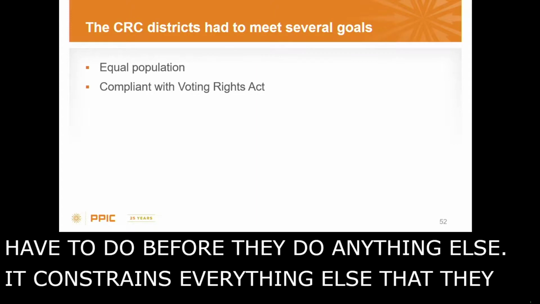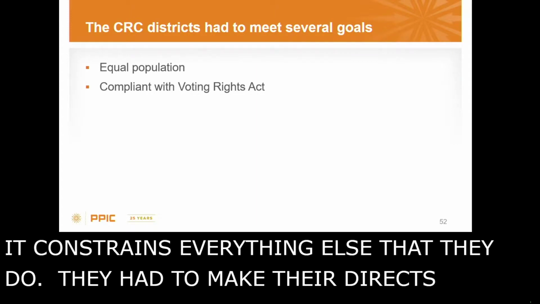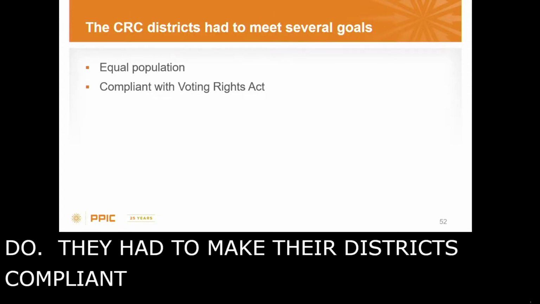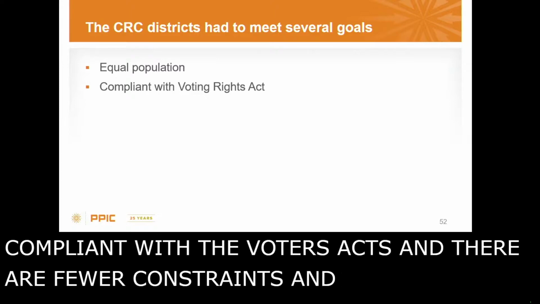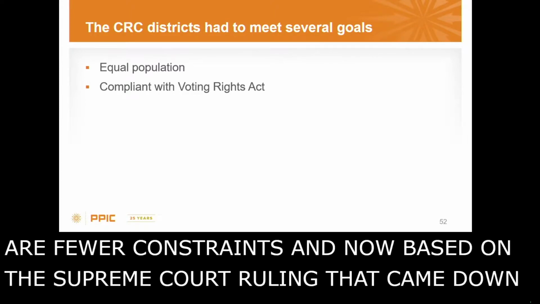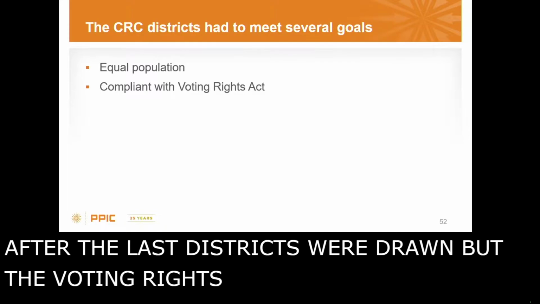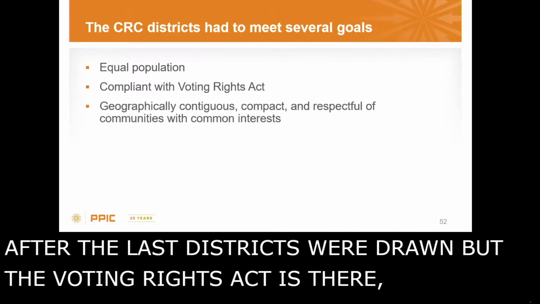They had to make their districts compliant with the Voting Rights Act. Now, the Voting Rights Act has changed since the last districts were drawn, and there are fewer constraints now based on a Supreme Court ruling that came down after the last districts were drawn. But the Voting Rights Act is still there. It's still a constraint. It's still something you have to respect and pay attention to.